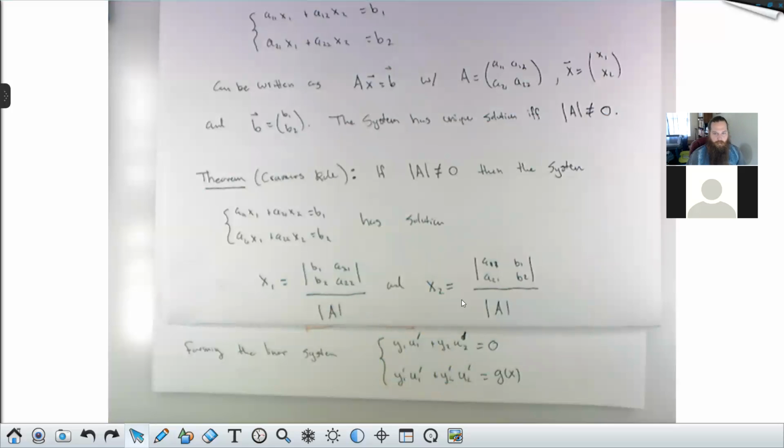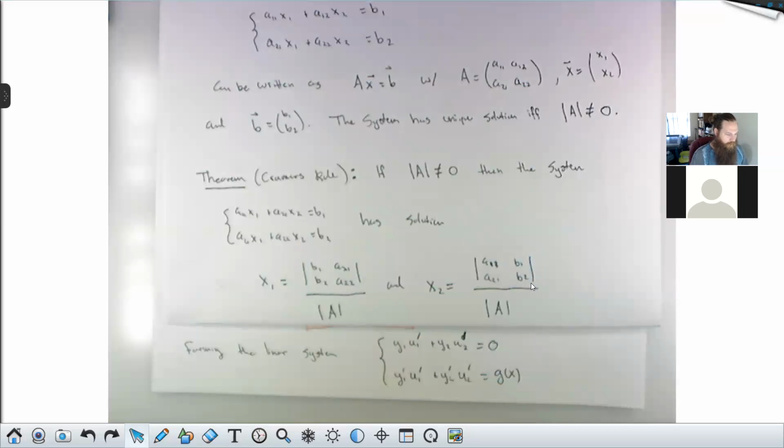So downstairs here, the determinant of the matrix A is y1, y2, y1 prime, y2 prime. Down here is going to be the Wronskian for y1 and y2. And up here is going to be the Wronskian, but with columns replaced by this, right, your right-hand side. So u1 prime is going to be the Wronskian, but with the first column replaced by 0, g of x, and u2 prime's numerator is going to be the Wronskian, but with the second column replaced by 0, g of x.